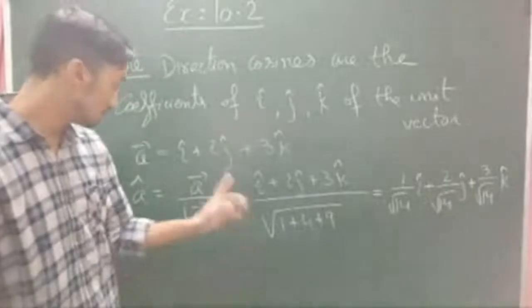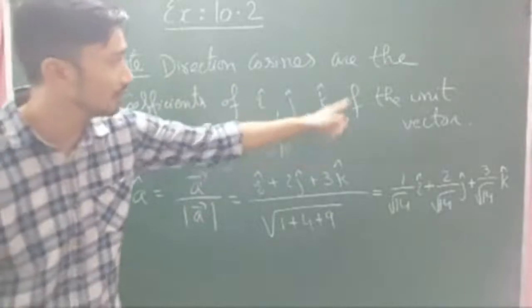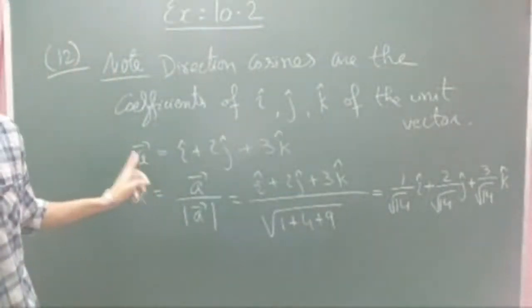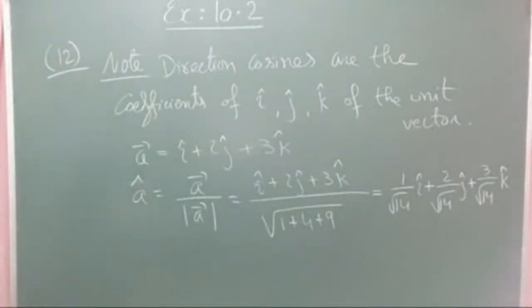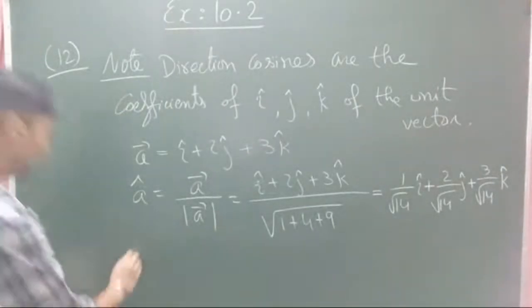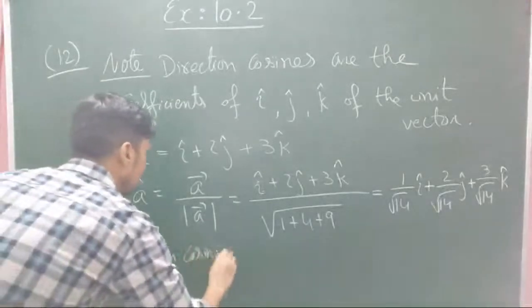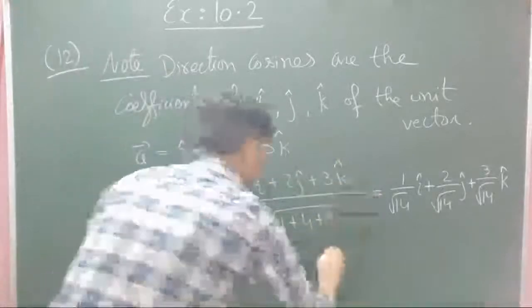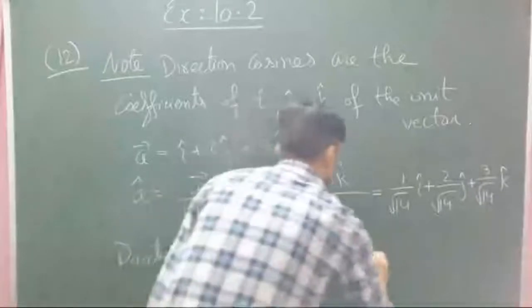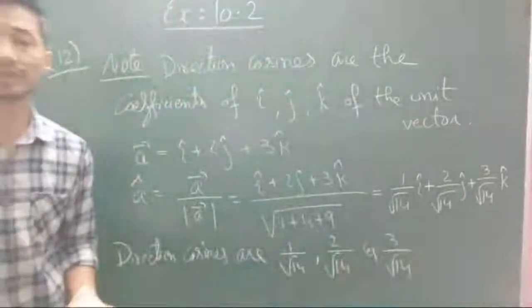Okay. All right. As the note goes, direction cosines are the coefficients of i, j, and k of the unit vector. I found the unit vector of the vector that was given to us, a cap equal to this. So direction cosines will be directly done. Therefore, direction cosines are the coefficient of i, coefficient of j, and coefficient of k. Remember, direction cosines are not coordinates, okay? They are not points, they are ratios.